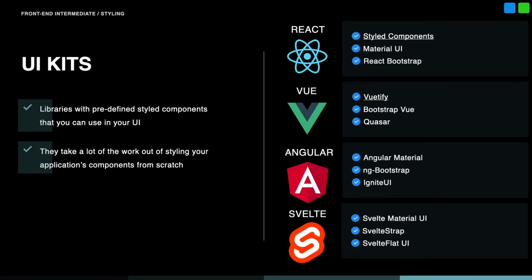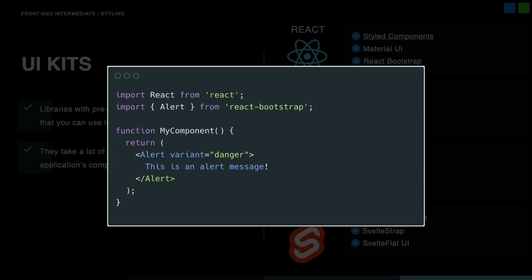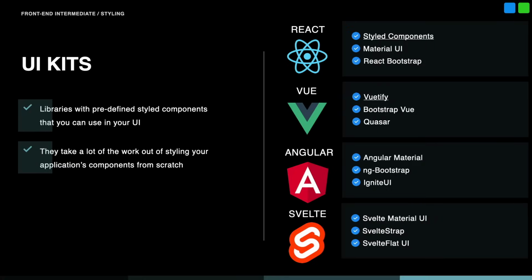So for instance, if you wanted a Bootstrap alert, instead of including a class, you would actually import the alert component into your code, and then you could use that, and that has its own props and its own state and so on. All right, so for React, you have a library called Styled Components, which is very popular, and it allows you to do just that. You create components that are strictly for styling, things like cards and alerts and so on.